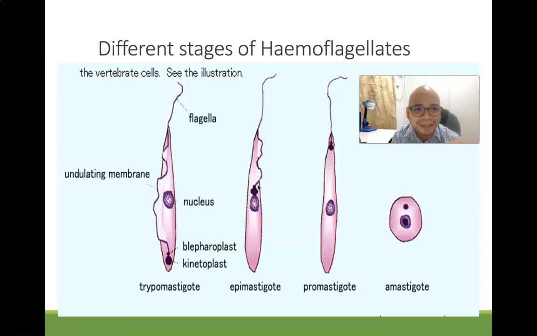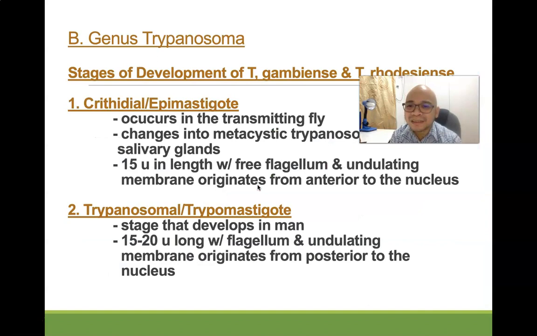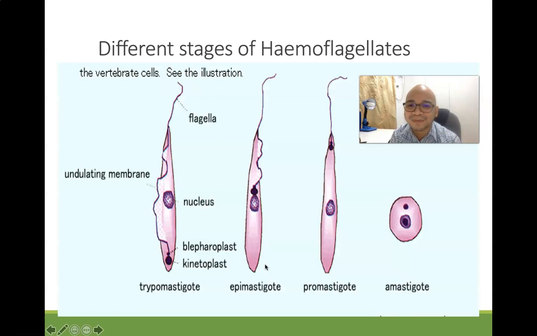Okay? Now, going back to Trypomastigote, the description is that it has a very long flagellum and undulating membrane that originates from posterior to the nucleus. So where is it? The kinetoplast is at the posterior part of the nucleus. So this is the nucleus, this is the kinetoplast, and there's just a very small tiny structure beside the kinetoplast. We call it the blepharoplast. So the flagellum originates from the posterior of the nucleus, so from this point to here. You'd notice that the undulating membrane in Trypomastigote is much longer as compared to Epimastigote.